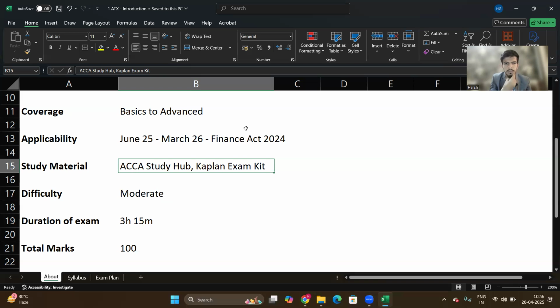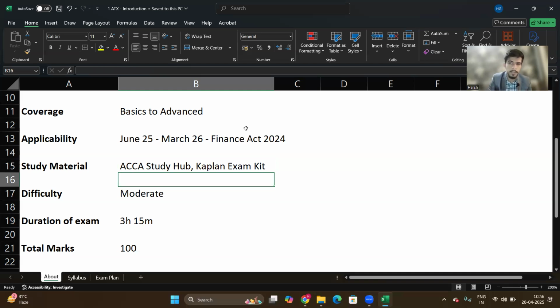So long story short, we are going to cover the syllabus from ACCA Study Hub, and we are going to solve questions from the Kaplan Exam Kit. You can use Study Hub for flashcards and other things, so that you have the advantage of covering topics in short. It is very interactive. Recently, ACCA made many changes to the study material, and they are trying to attract students to study directly through ACCA Study Hub instead of any other learning partner like Kaplan and BPP.